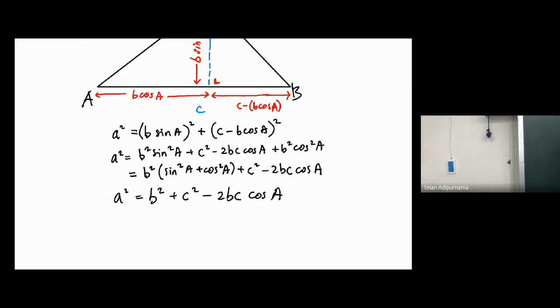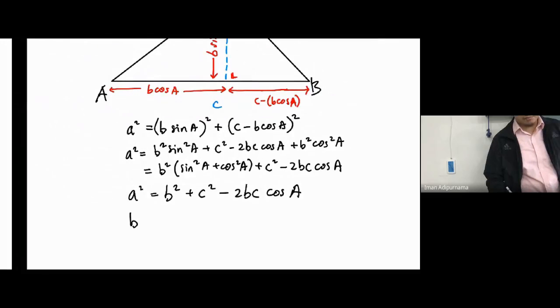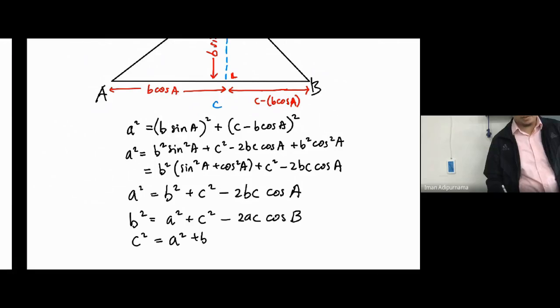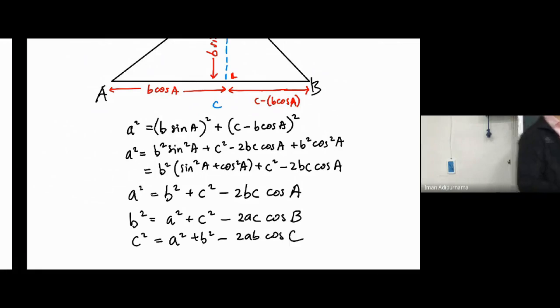You can also approach with the other sides, because you will have the pattern. So b squared will be a squared plus c squared minus 2ac cos B, and c squared will be a squared plus b squared minus 2ab cosine C. Okay. Before I write this down, I actually don't remember what this is.